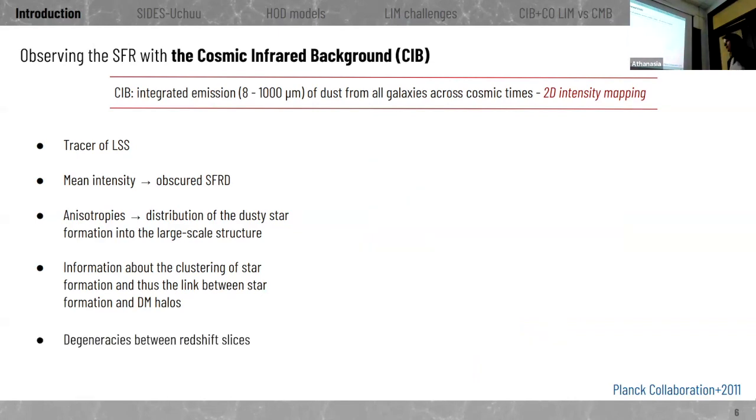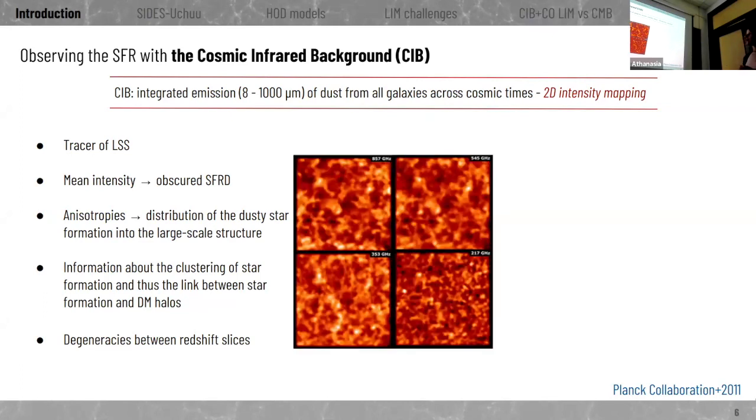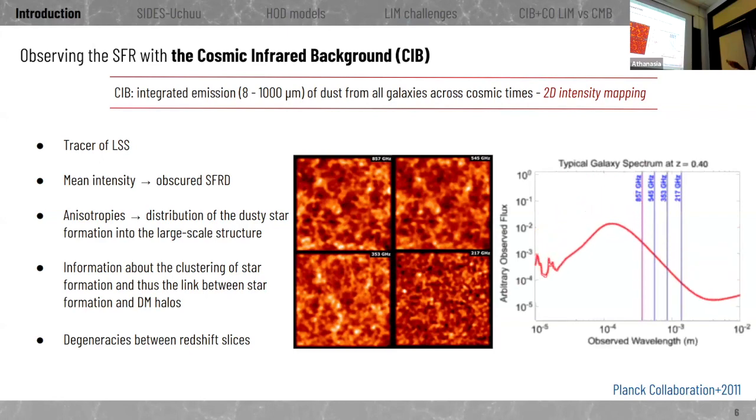But this also comes with a limitation because the CIB comes from a wide range of redshifts. There are redshift degeneracies, meaning that we can't say that a certain frequency corresponds to only one redshift. Here, for example, you can see four different CIB maps observed at different frequencies. And if you look closely, the structures look slightly different, and that's because we have contributions from different redshifts. But again, it's not easy to say which redshift corresponds to what frequency.